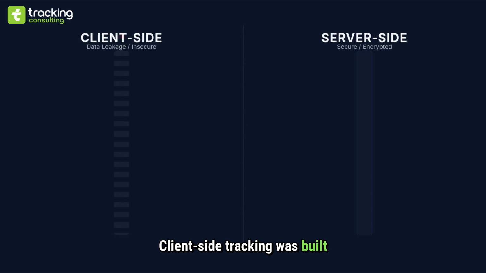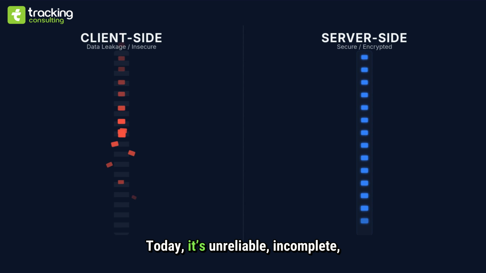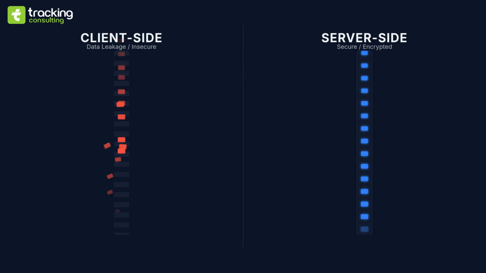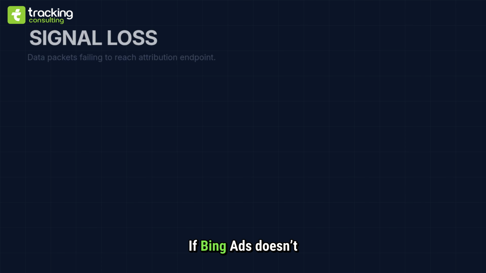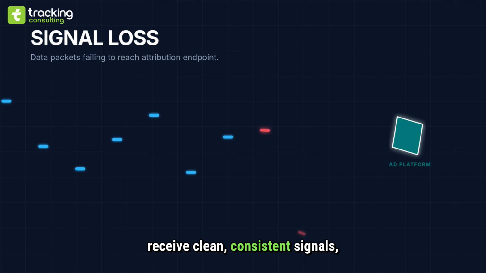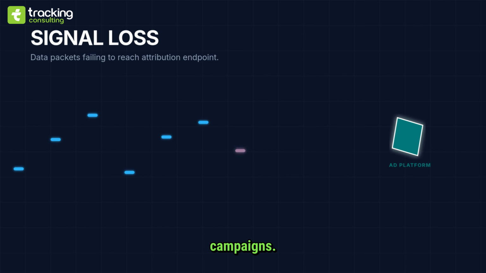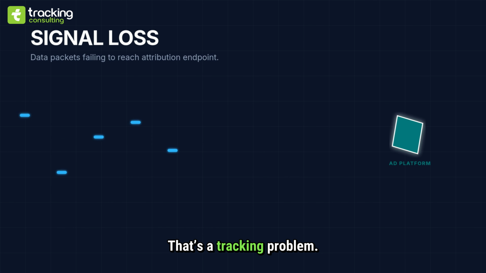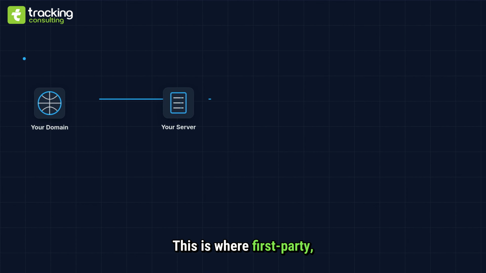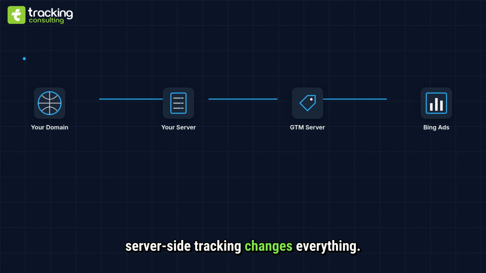Client-side tracking was built for a different internet. Today, it's unreliable, incomplete, and impossible to scale. If Bing Ads doesn't receive clean, consistent signals, it cannot optimize your campaigns. That's not a Bing problem. That's a tracking problem. This is where first-party server-side tracking changes everything.